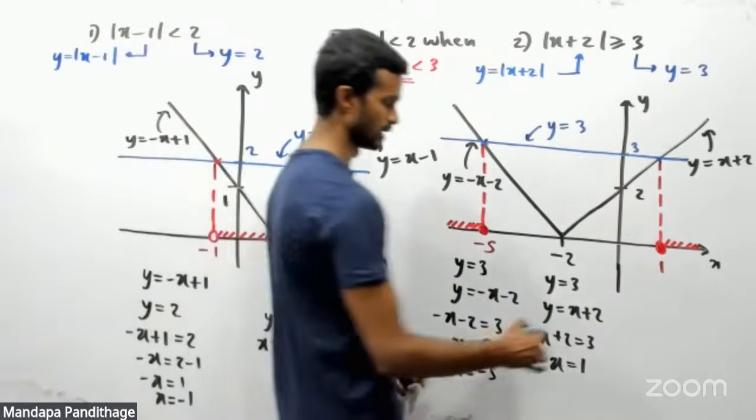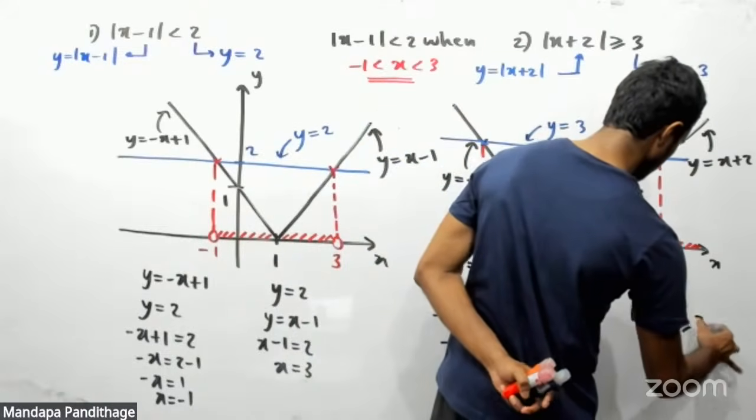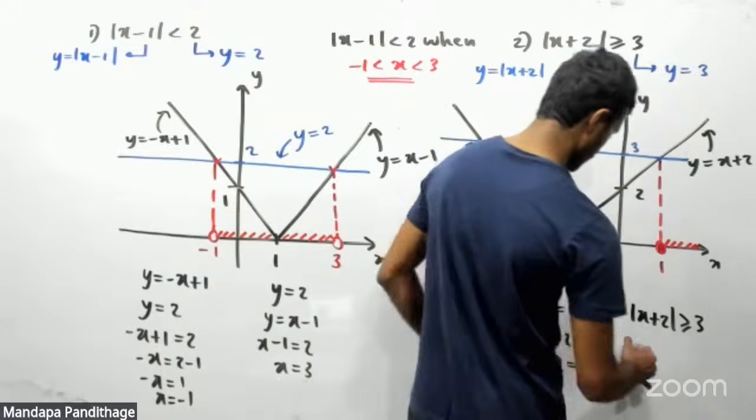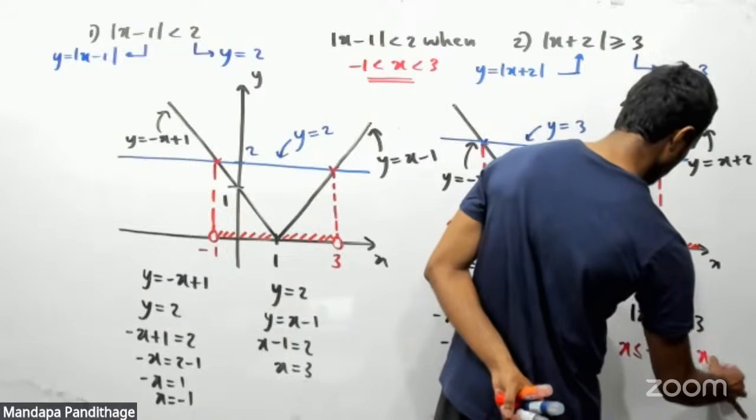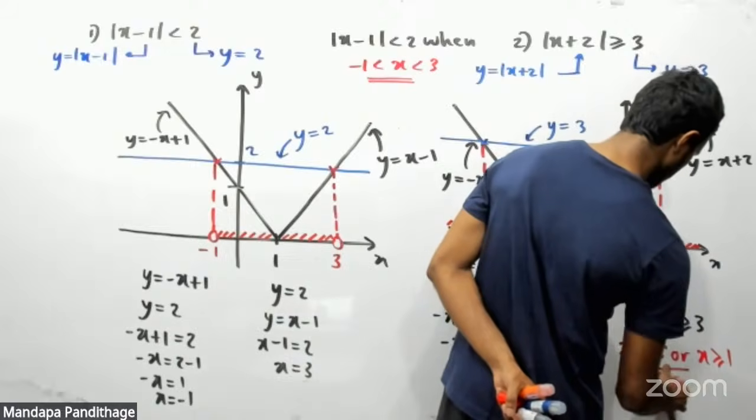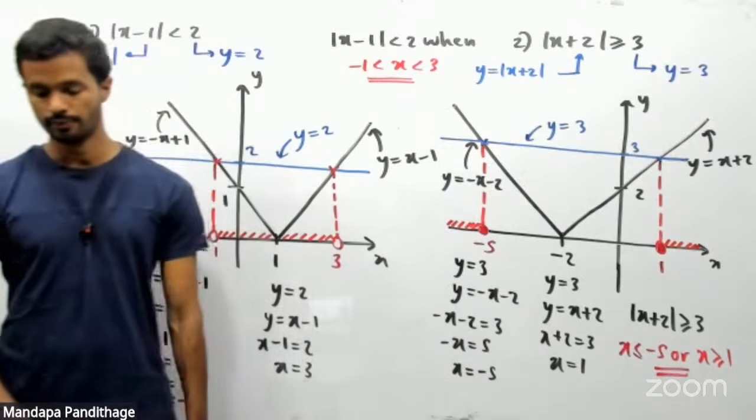So then you can write the final answer. Modulus x plus 2 is greater or equal to 3 when x is less or equal to minus 5 or x is greater or equal to 1.